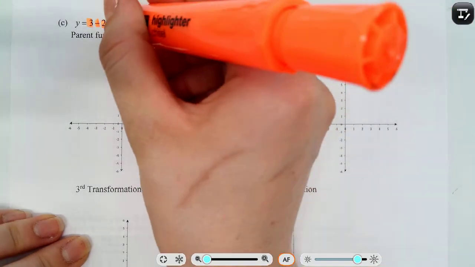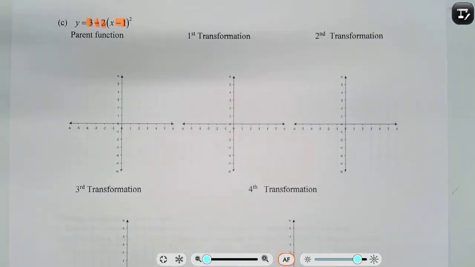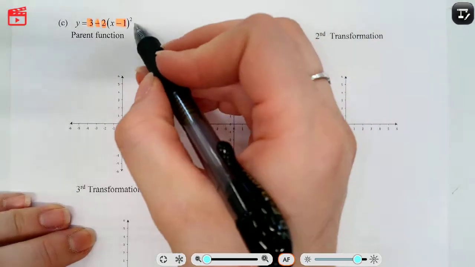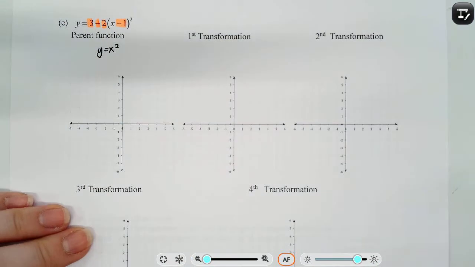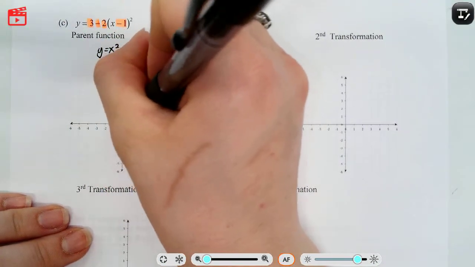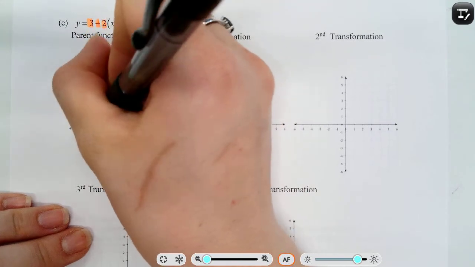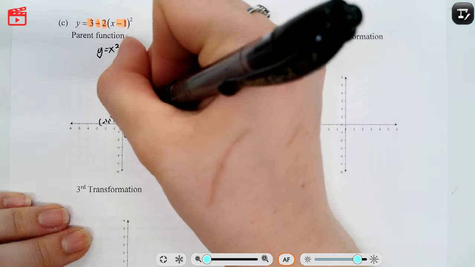We have that subtracting 1. So that's going to be a horizontal transformation. And that looks like it. So we have 4 transformations we're going to be working with here. So what is our parent graph? Well, that squared there gives me a hint. It's going to be y equals x squared. Okay, let's go ahead and graph that with the main known values, 0, 0, 1, 1, and negative 1, 1. And there she be.